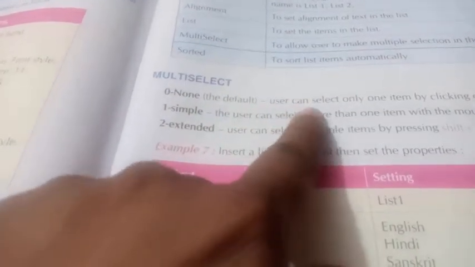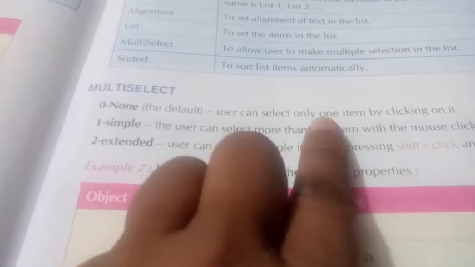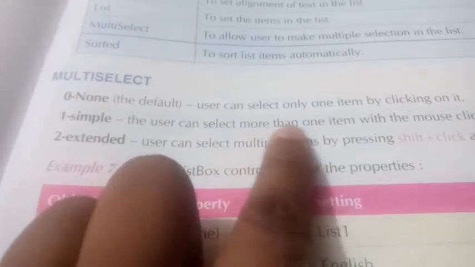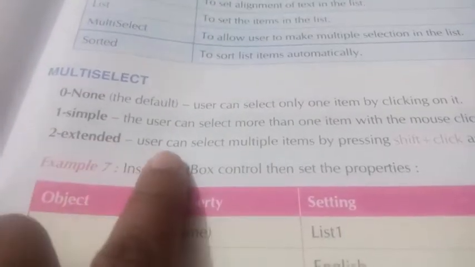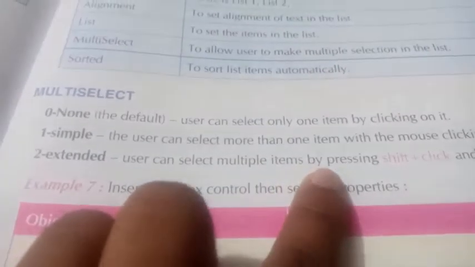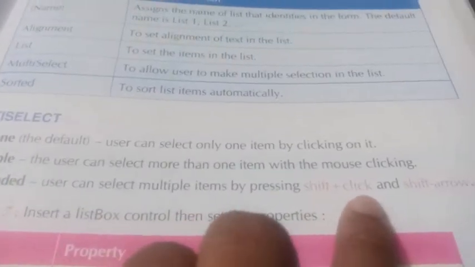And 0 is the default, where the user can select only one item. For 1, the user can select more than one item. And to extend it, the user can select multiple items by pressing Shift plus click. Okay, this is about multi selection. And you can see here shift and select on click. These are the options.